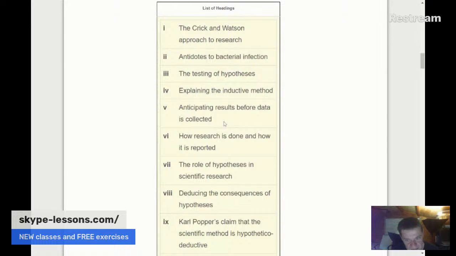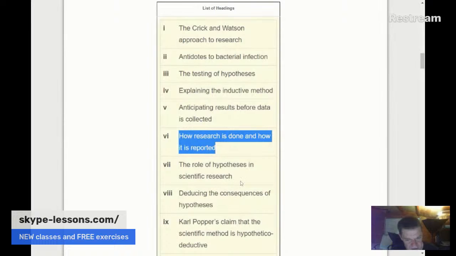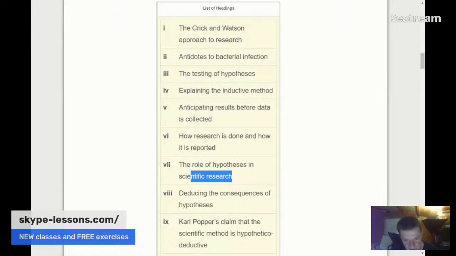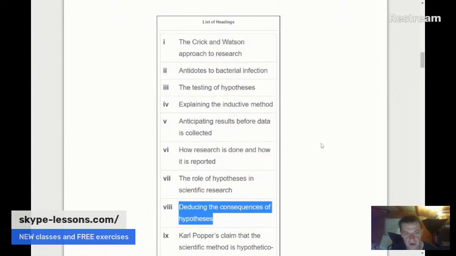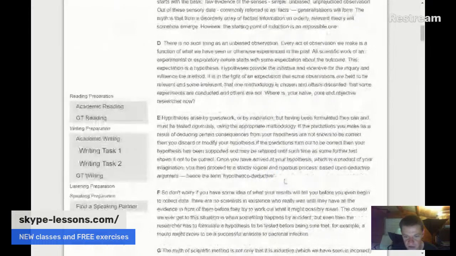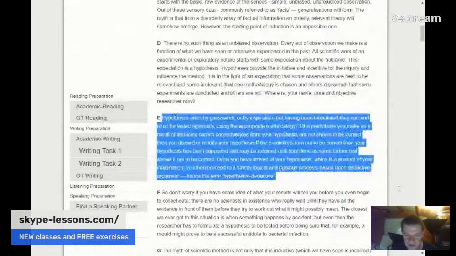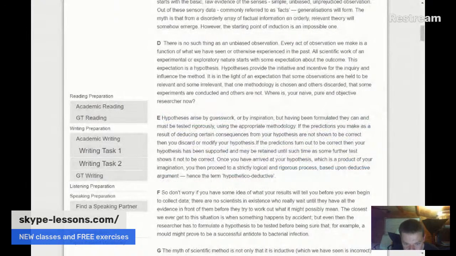Number 5, anticipating results before data is collected. We didn't really say that. The only other one that it didn't mention about research is done and how it's reported. We've used that one, number 7. The one other one was deducing the consequences of hypotheses. So is this about testing hypotheses or deducing the consequences of hypotheses? And you've got to look at the whole thing. Yeah, what is this about? Testing or deducing consequences? So let's look at the whole thing.